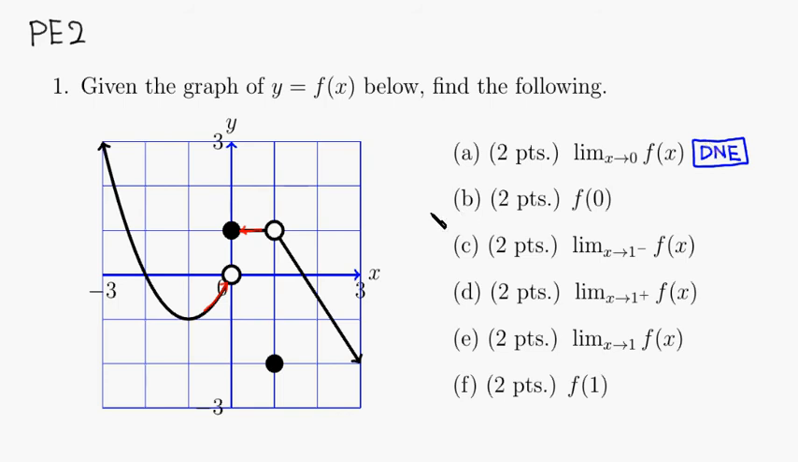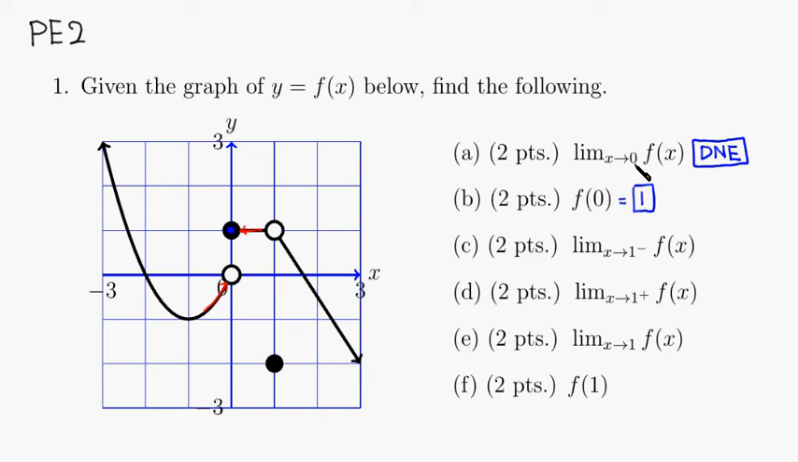All right, part B, f of 0. This is the exact function value when x equals 0. So you go to 0, then go up and down and try to find the graph. And the graph is sitting right here, right? This point has the y-coordinate 1. So the function value is 1 at x equals 0.